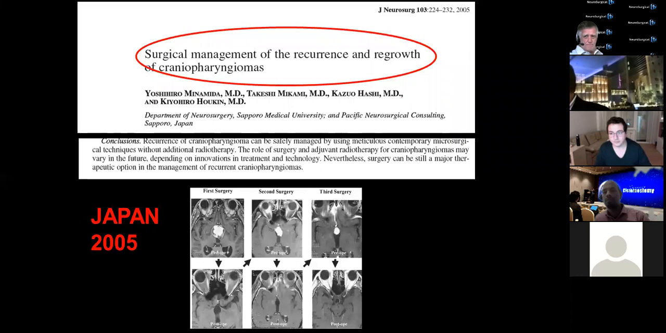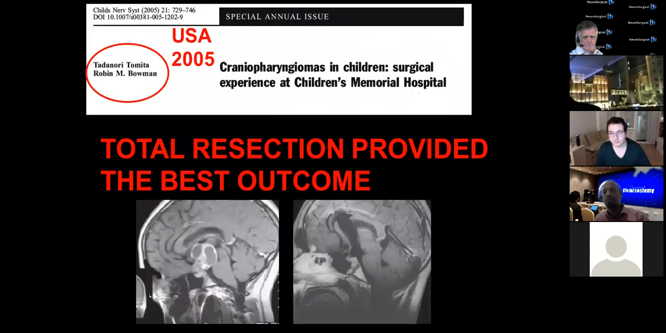Notice here, first surgery, second surgery, third surgery. So even if you have recurrence, you treat it with surgery. But if you are a mediocre surgeon and you have never done a case in your life because you are sitting in a bunker doing nothing, then you would advise the biopsy therapy.